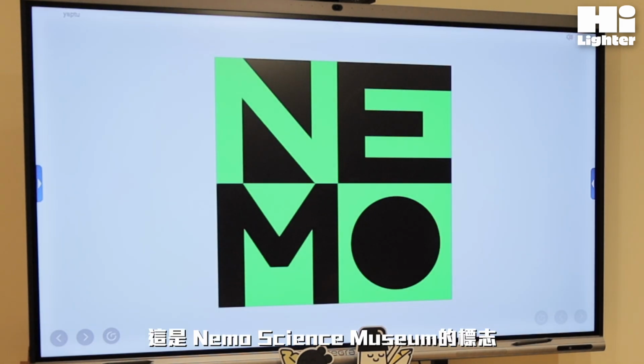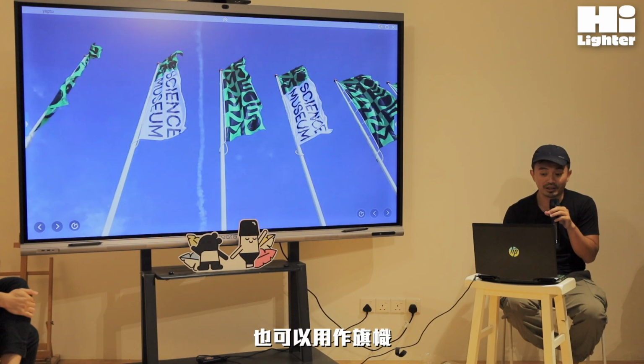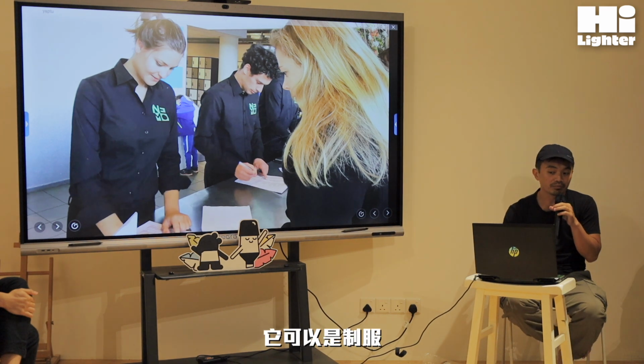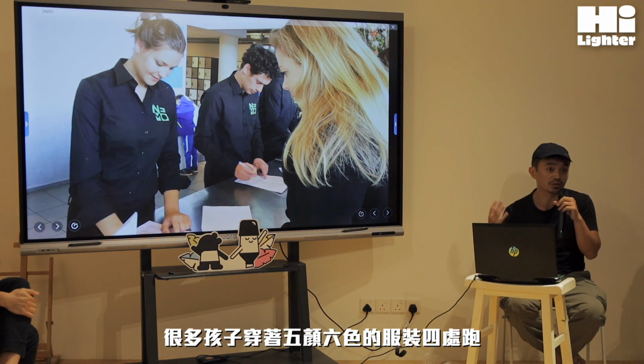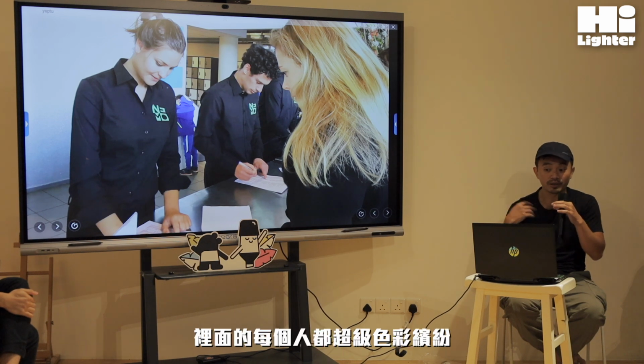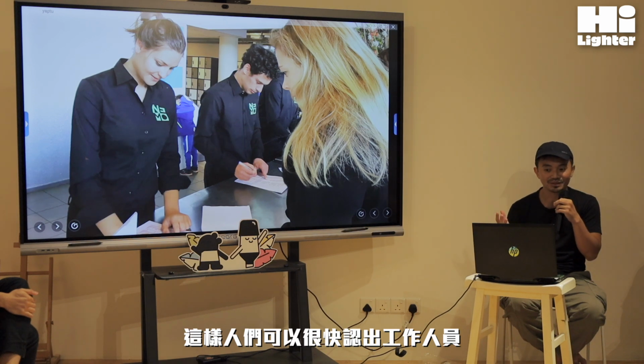So this is the logo of the Nemo Museum, and the logo can be used in many ways. It can be flat as well. We tried to extend it. It can be a uniform, and we changed the uniform as well, because in the museum a lot of kids are running around, super colorful. Everybody is super colorful inside, so we tried to keep the uniform black and as simple as possible, so people can recognize the staff very fast.